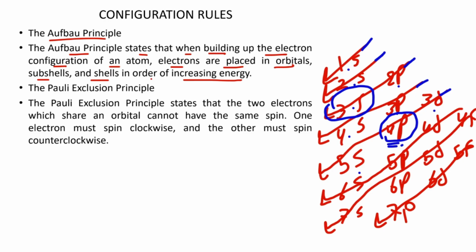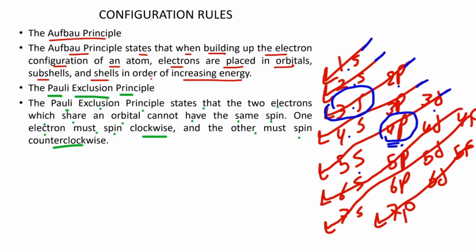Okay? Now the other principle here is called the Pauli exclusion principle. The Pauli exclusion principle states that two electrons which share an orbital cannot have the same spin. One electron must spin clockwise and the other must spin counterclockwise.